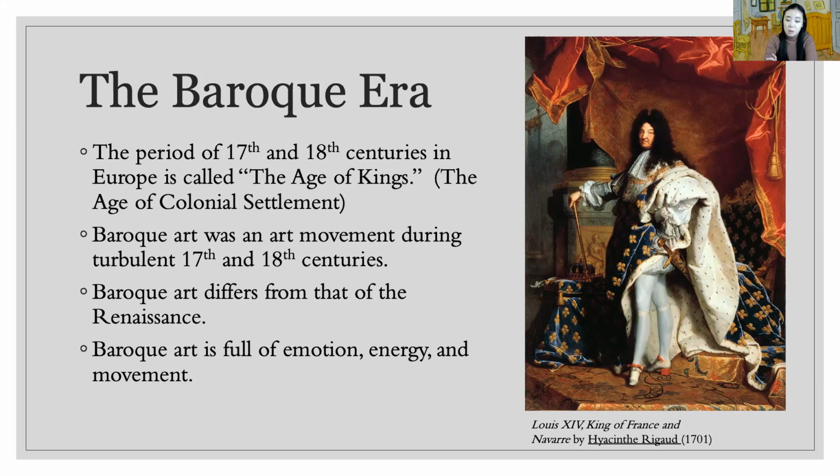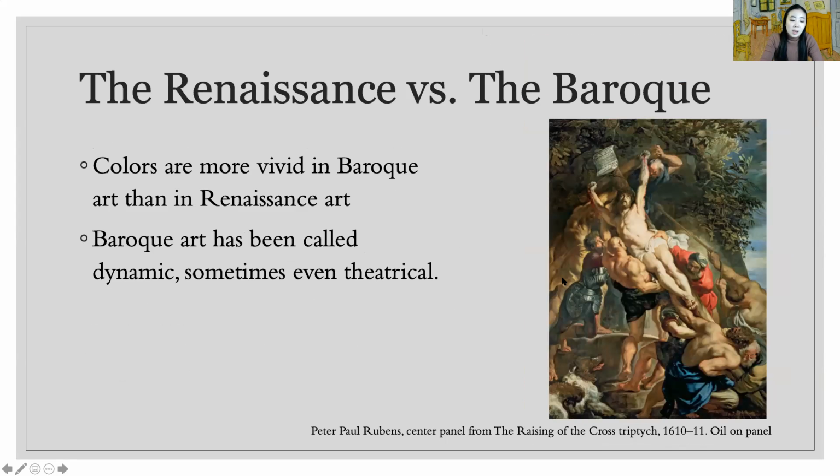So the Baroque art was an art movement during turbulent 17th and 18th centuries. The Baroque art differs from that of the Renaissance. And the Baroque art is full of emotion, energy, and movement. And colors are more vivid in Baroque art than in Renaissance art, with greater contrast between colors and between light and dark. Baroque art has been called dynamic, sometimes even theatrical.